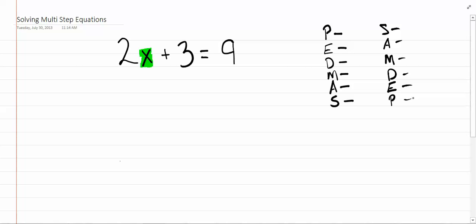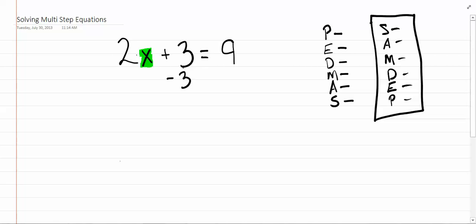So here, we have multiplication, and then we also have addition. So in our SAMDEP guide, it says that subtraction and addition is first. So we have to undo this addition first, the inverse of addition, which is subtraction. And it still stays that what we do to one side, we have to do to the other. So we subtract 3 from both sides. These 3s cancel. We bring down our 2x. 9 minus 3 is 6.